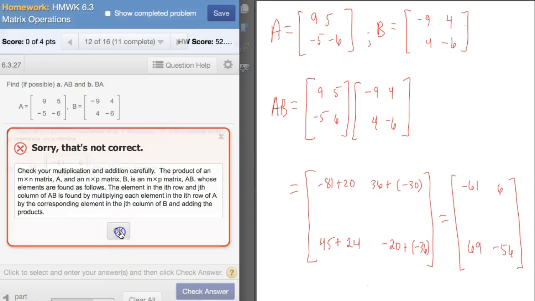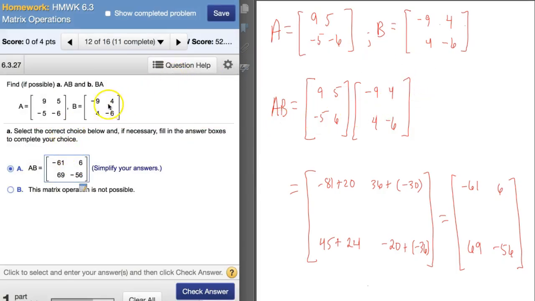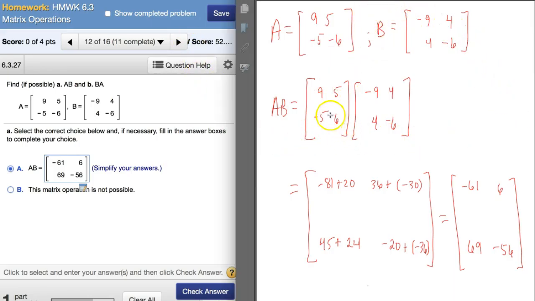And let's see, did we copy something wrong again? Yes, we did. I didn't copy it right down here. So let me go and fix that. That should be a negative 6 there. And that's going to affect everything that I've done in row 2. So row 2, column 1, we need to do that again. So let's go ahead and do that over again.